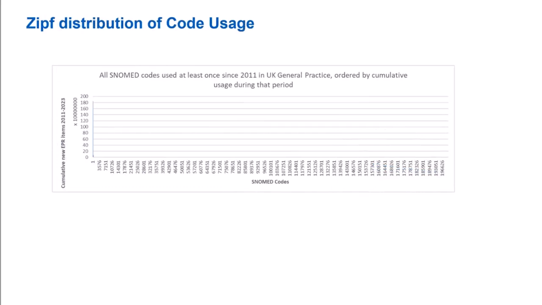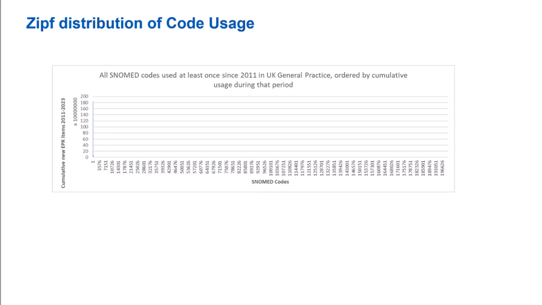So I mentioned that sort of 1,000 codes accounts for 87%. This is a plot of the cumulative EPR items on the left-hand side. So it's all the SNOMED codes that are used at least once, listed from left to right, and how many times they're used on the vertical axis. And this is actually the plot. What you can see at the very far left is a very thin blue line, which is the most popular code of them all, which manages about 180 million uses per year.